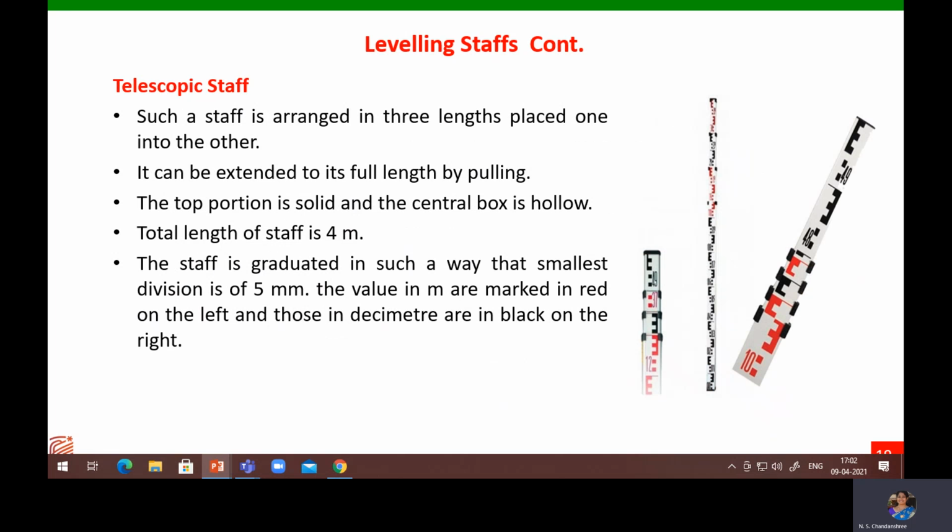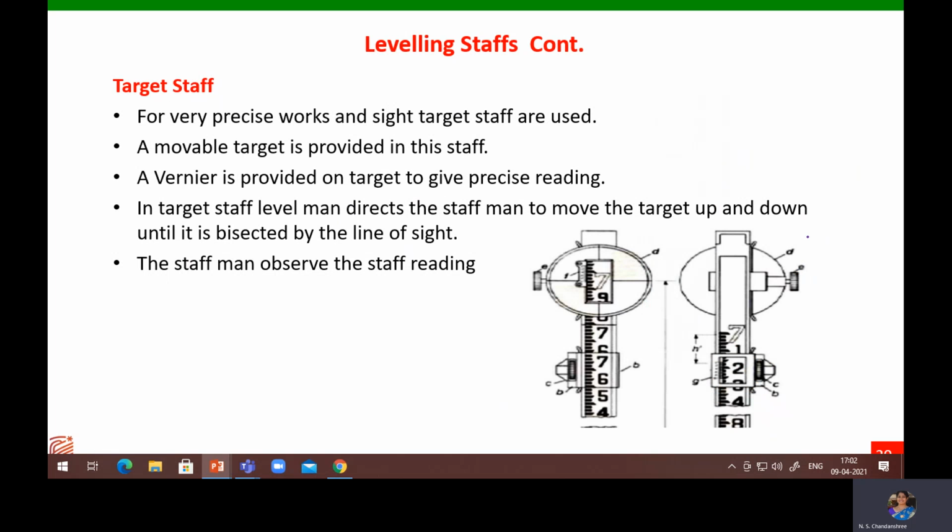And this is another type of leveling staff, called the telescopic leveling staff. We can obtain the full length. Each section here is of 1 meter, and it will be put inside this, but when required we can open it out and use it.